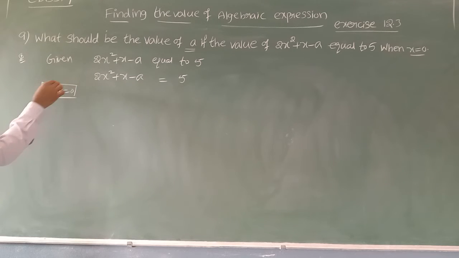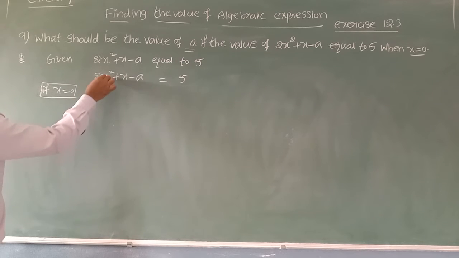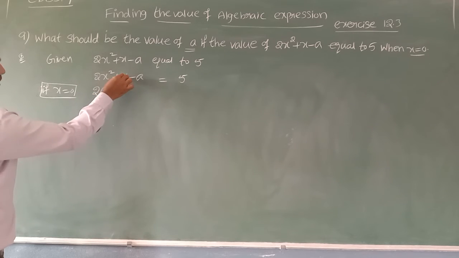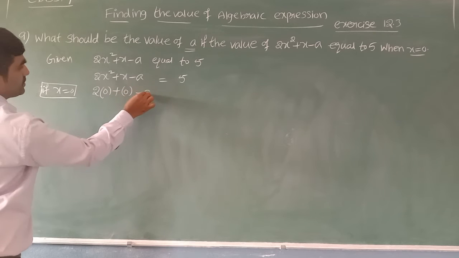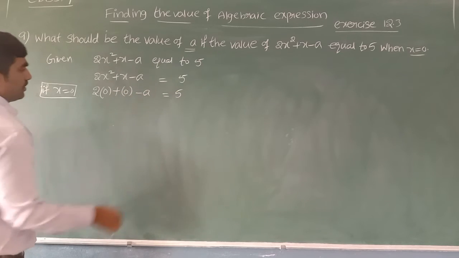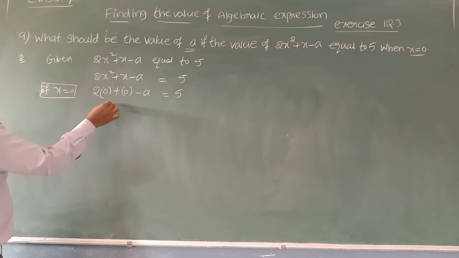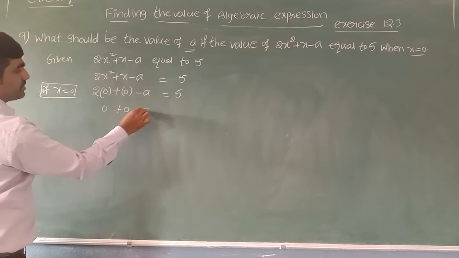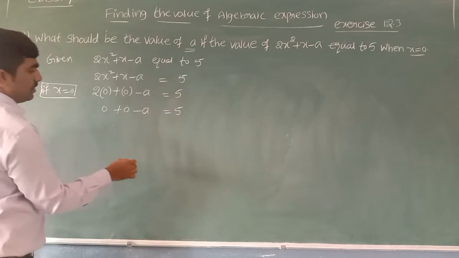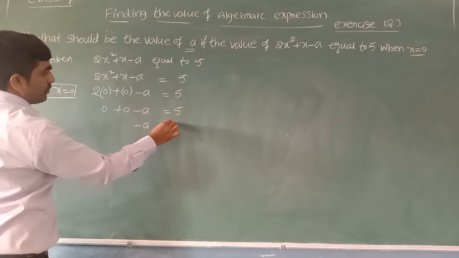Substitute x equal to 0 here. 2 in the place of x, 0, plus in the place of x, 0, minus a is equal to 5. 2 zeros are 0, plus 0 minus a is equal to how much? 5. So minus a is equal to 5.